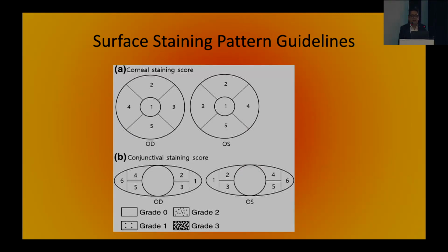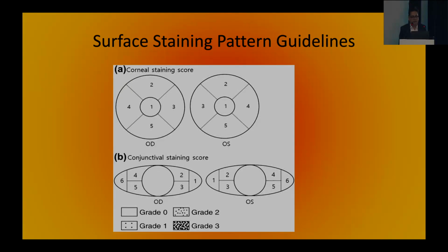For the surface staining pattern, this is one of the guidelines from the American Academy. We have to divide the cornea into 5 zones: the central, the optical or visual axis zone, followed by the superior, then the nasal, then temporal, and the inferior. So the corneal part is divided into 5 parts, and the conjunctival part is divided into 6 parts: the nasal part, the superior and inferior, and then the temporal part, superior and inferior, and the extreme temporal part.